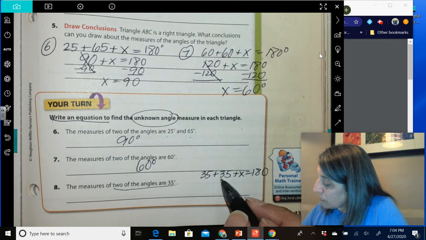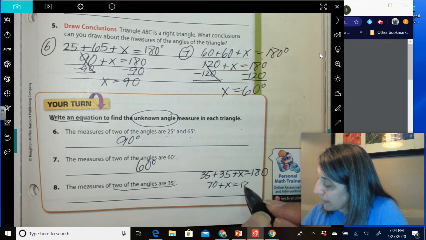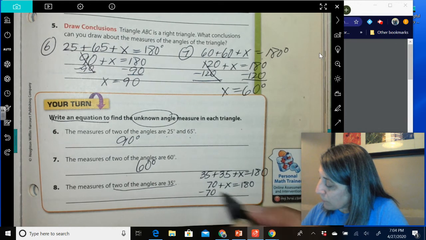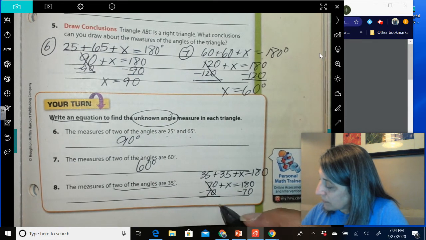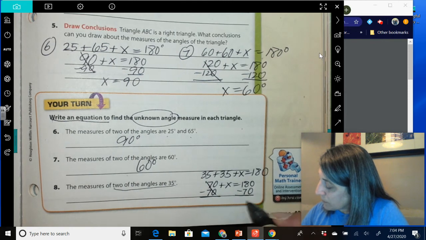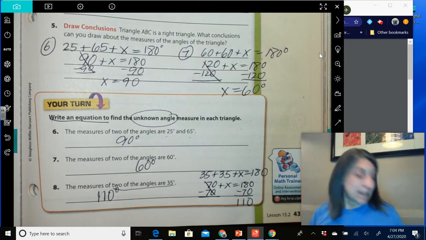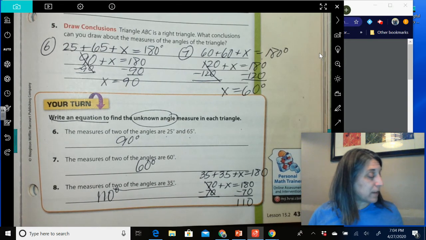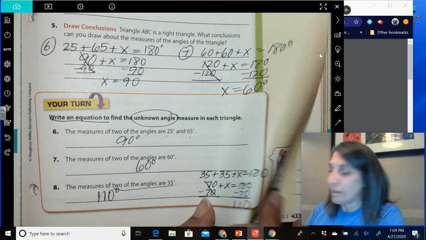And then this last one, 35 and 35, that's just 70 plus x equals 180. Subtract 70 from both sides. These cancel out. This becomes 110. So 110 degrees is the missing angle on that one. And let's see if I actually got these right. 90, 60, 110. Sweet. I got them right. Shocking.